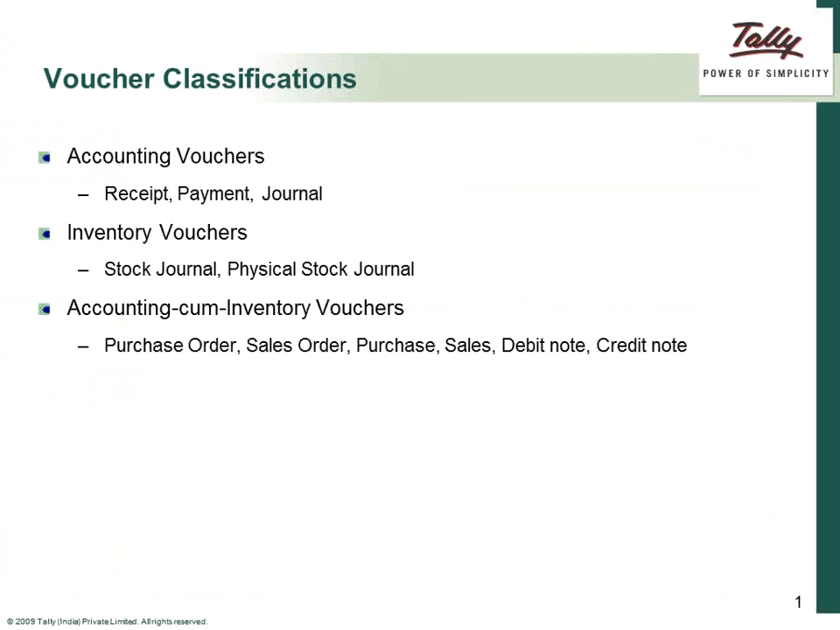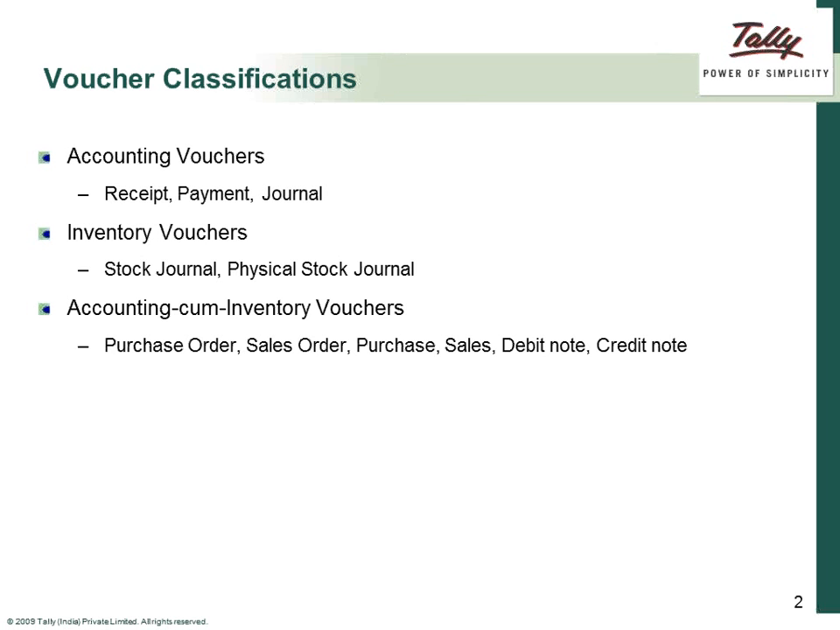So, we have done voucher classifications. We have accounting vouchers, inventory vouchers, and accounting cum inventory vouchers. Accounting vouchers are those which have only the ledger information, that is the receipt, the payment, the journal, the ones which do not involve inventory at all. Then we have vouchers which talk about only inventory, something like the stock journal, physical stock, manufacturing journal. These are typically inventory vouchers because they involve only inventory.